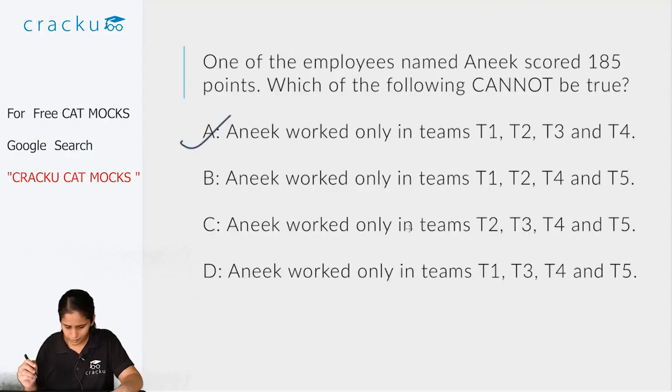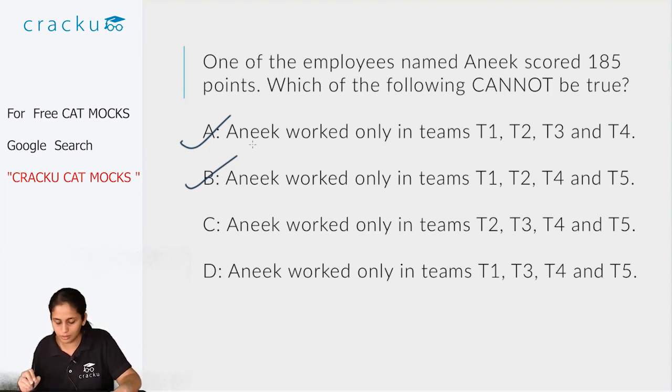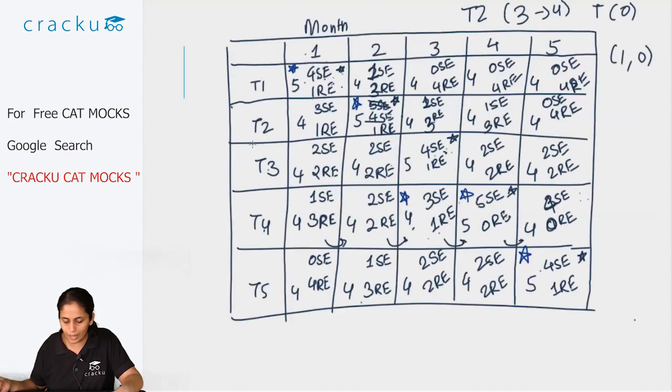So option B is definitely possible. Now let's see the third option. The third option is T2, T3, T4 and T5. So again, let's go back to this.